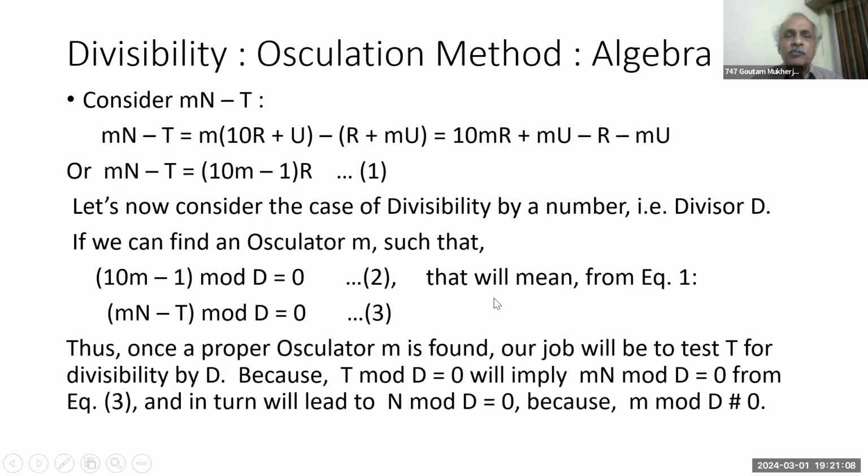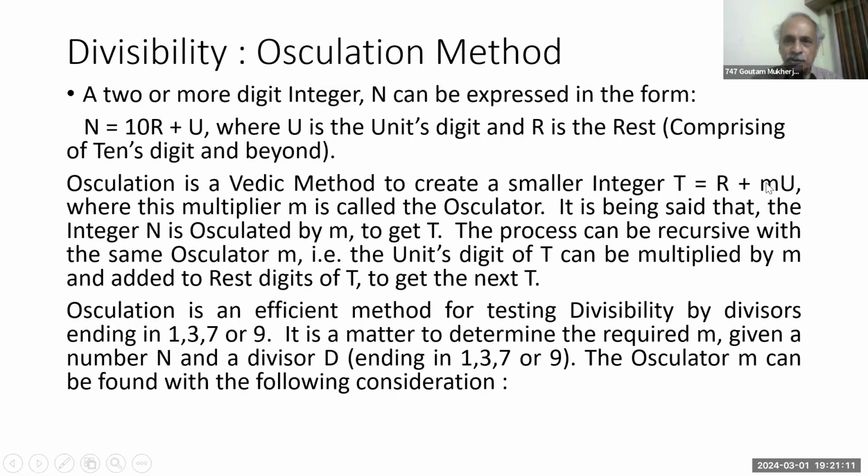Here you have to understand the procedure. The capital N, the whole number, is something like this. The rest of the digits and the unit digit are separated, and then to the rest of the digits, we add a multiple of the unit digit to get the test number. If the test number is divisible by the divisor d, then n also will be divisible. That is the idea. So it is 1, 3, 7, and 9.